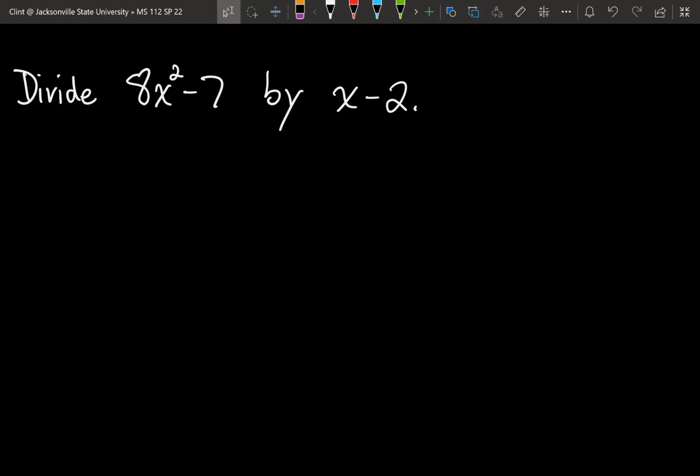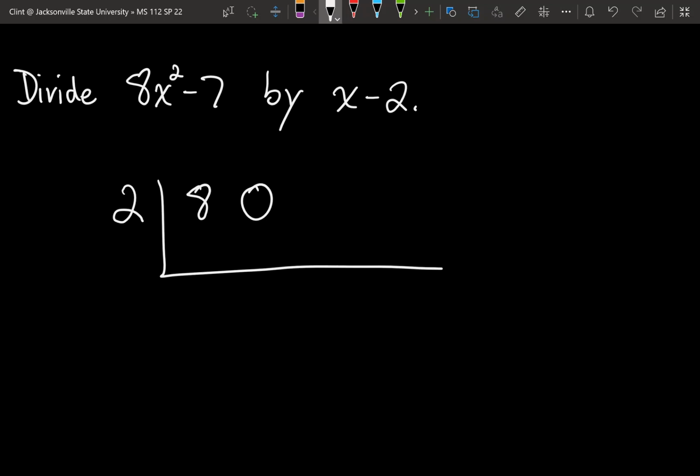All right, synthetic division will work here. So what number are we going to write out front? 2. It's x minus 2, so we have positive 2 out here. Then we write down the coefficients of the polynomial we're dividing. What's our first one? 8. And then 0, because we're missing the x term, so we need a placeholder. Then minus 7. And that's all we've got on this one.